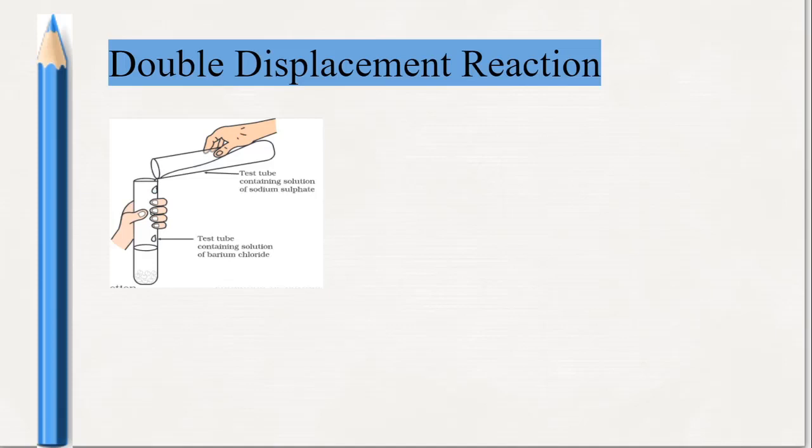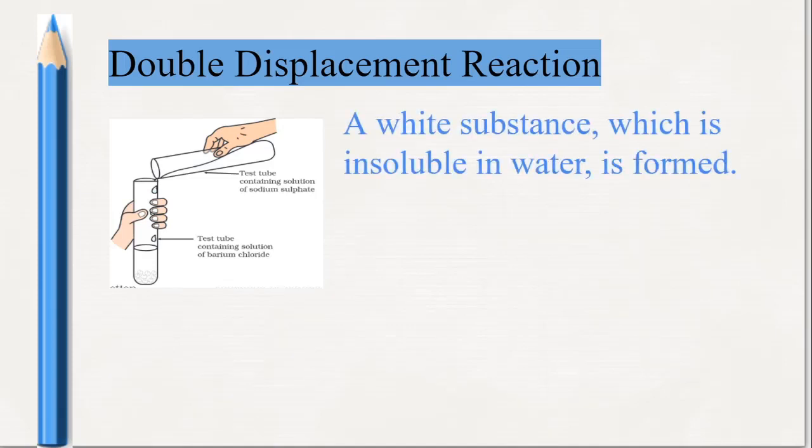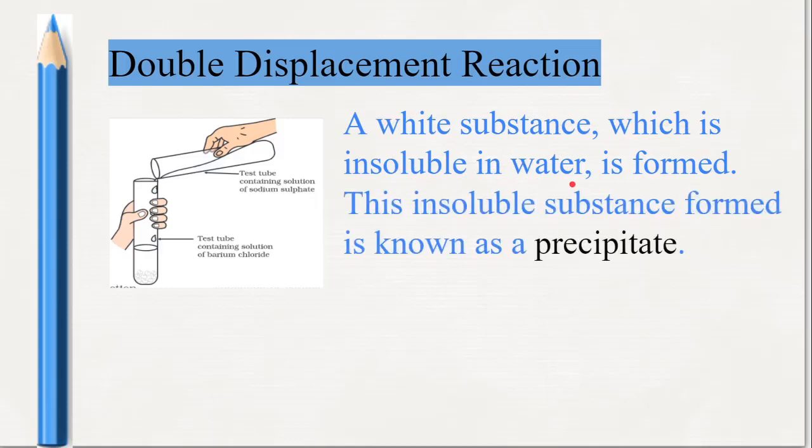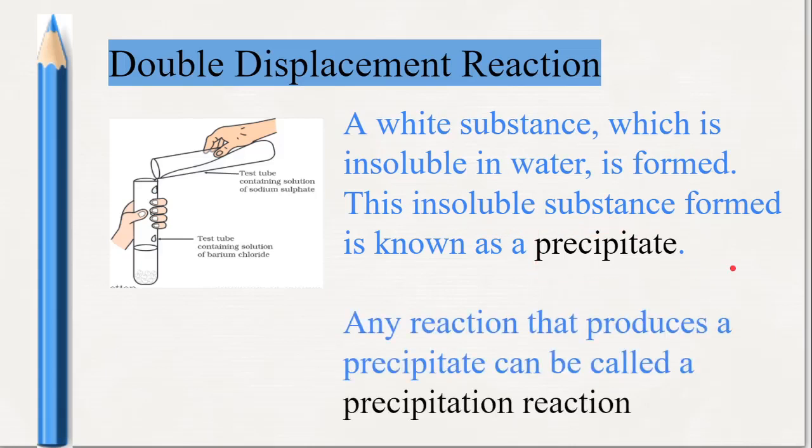We will observe that a white substance which is insoluble in water is formed. This insoluble substance formed is known as a precipitate. So a substance which is insoluble, we will call it a precipitate. Any reaction that produces a precipitate can be called a precipitation reaction.